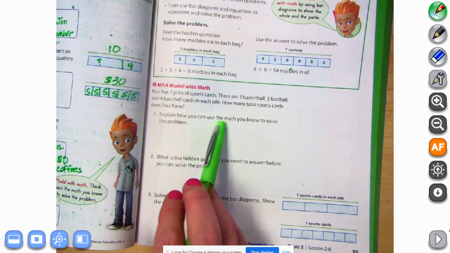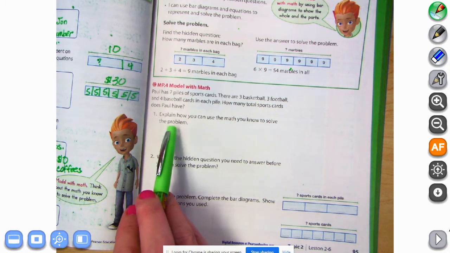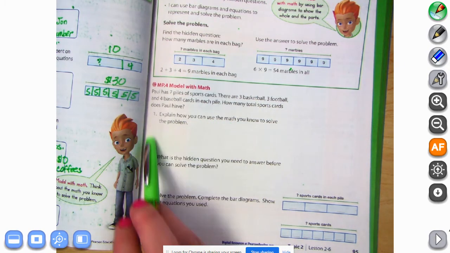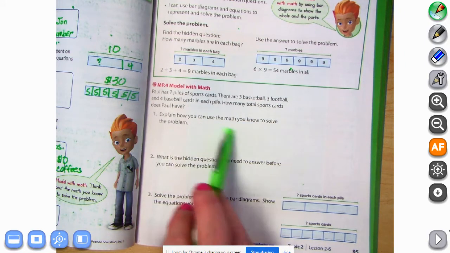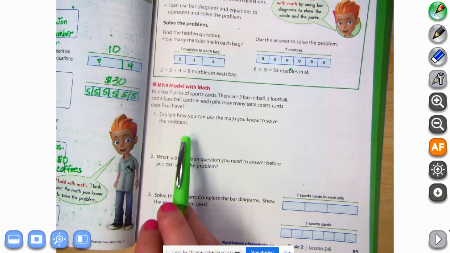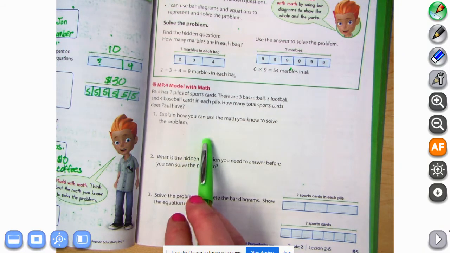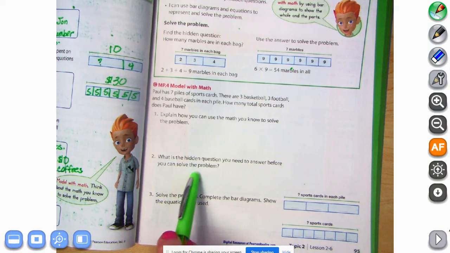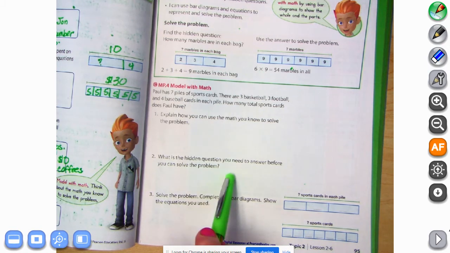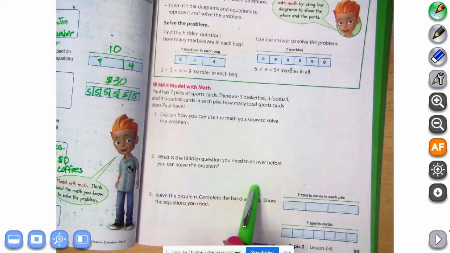Explain how you can use the math you know to solve the problem. So you're going to write your answer and how you're going to go about solving this problem. What do you know and what do you know you have to do? The second one, what is the hidden question you need to answer before you can solve the problem? What is it you need to know before you can actually get to the final answer?